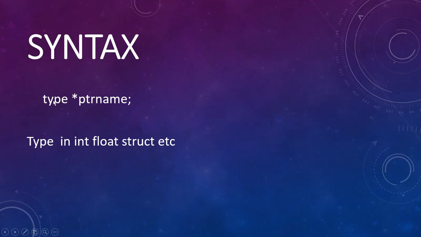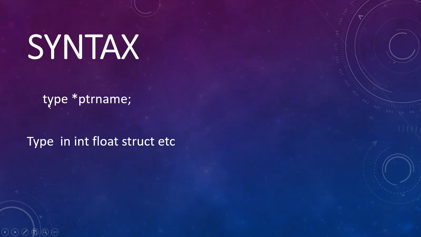Now see here, syntax here. First type, then asterisk indicates this is a pointer, and this is the name of the pointer. This type can be any type. It may be int, float, struct, and so on. It may be primitive types, meaning types provided by C, or it may be user defined types. Now this is the pointer declaration.